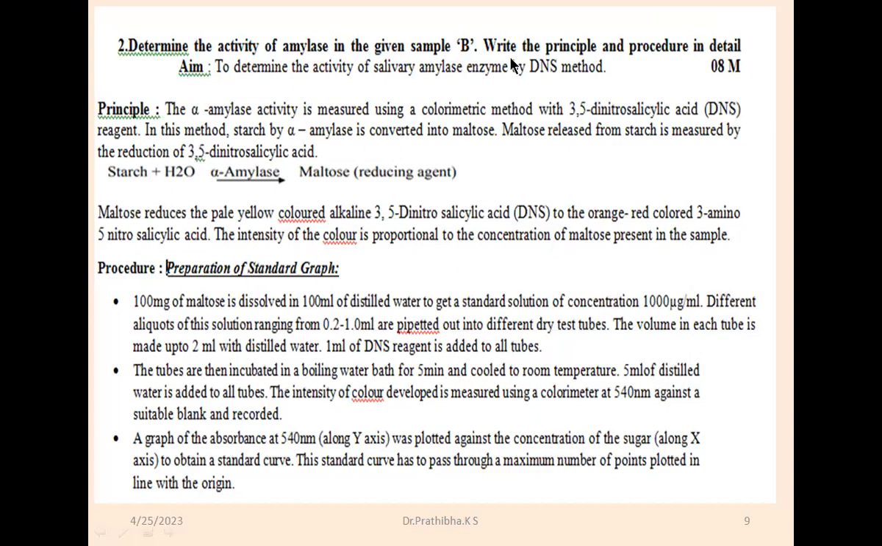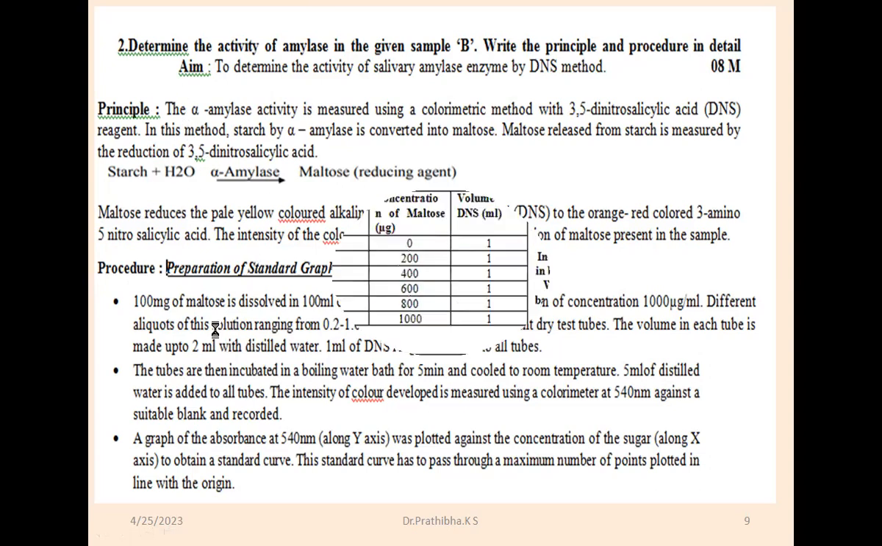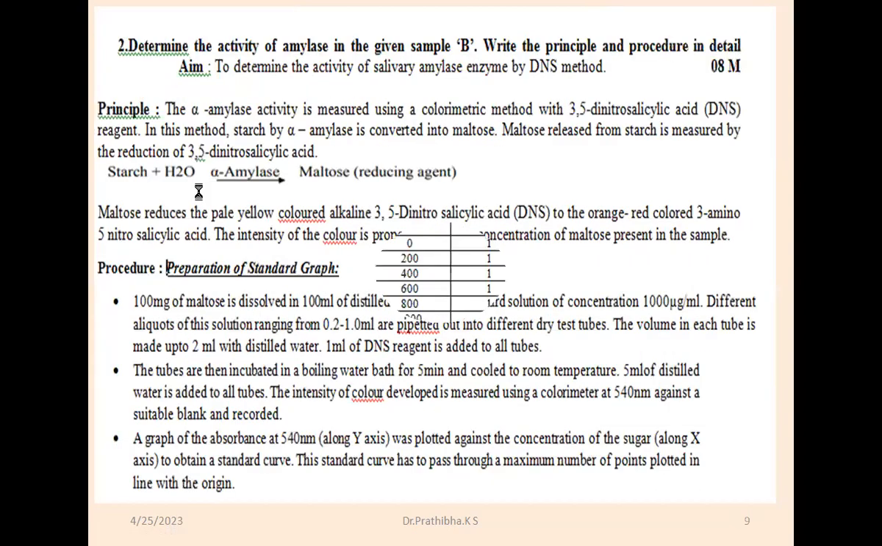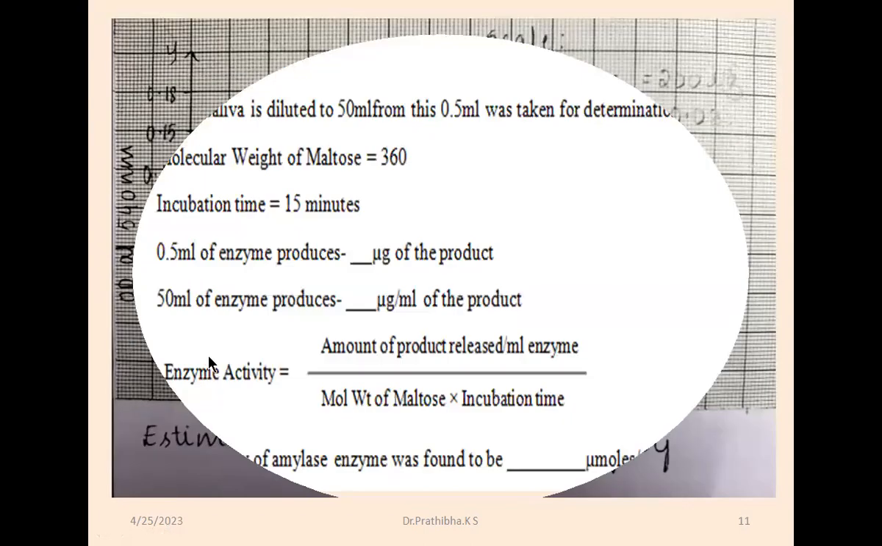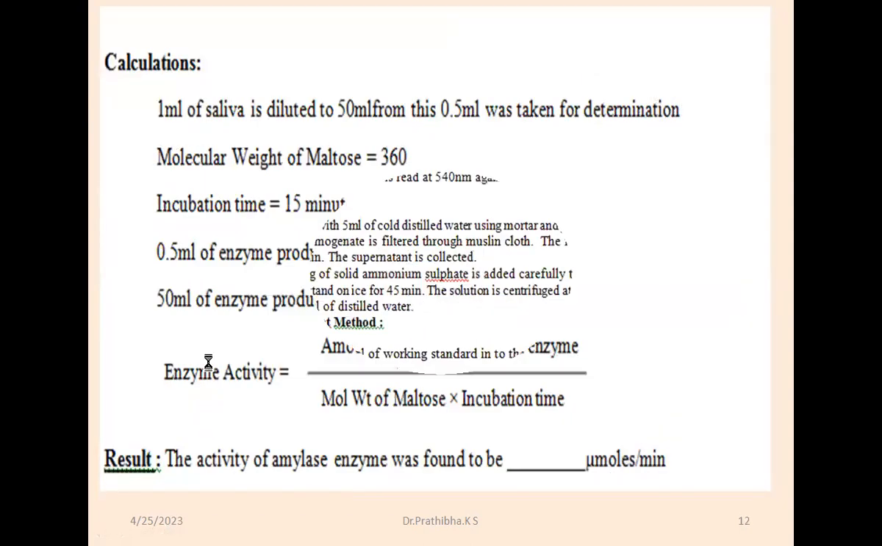Okay, then question number 2, amylase activity. They've asked in the question only to write the principle and procedure in detail. So write the entire principle, then procedure, preparation of the standard graph, then enzymatic reaction, determination of the enzyme activity, and this formula. Then these two tabular columns. Okay, these two tabular columns itself are the procedure, or you may also call it observation as you are recording the OD here. Okay, this is very important. Then write the result, then plot the graph and put the calculation.